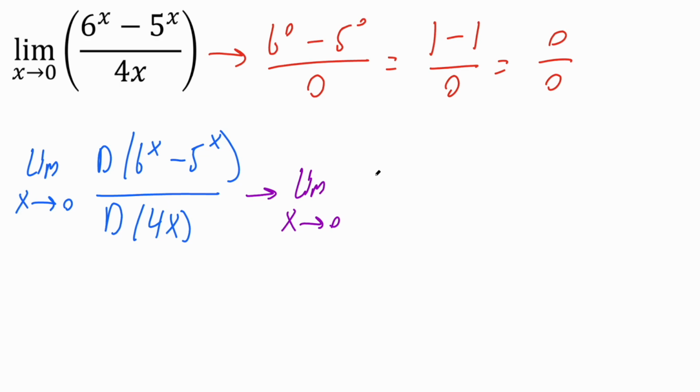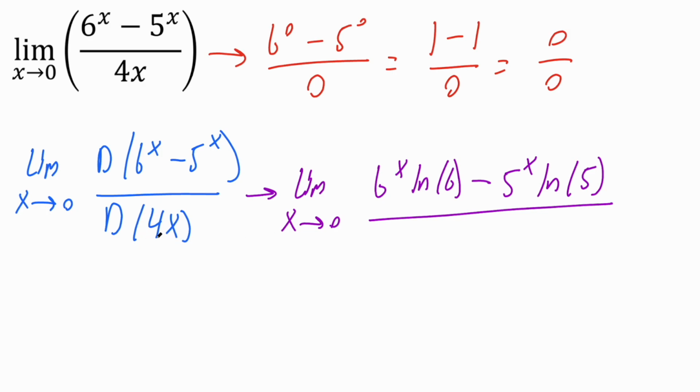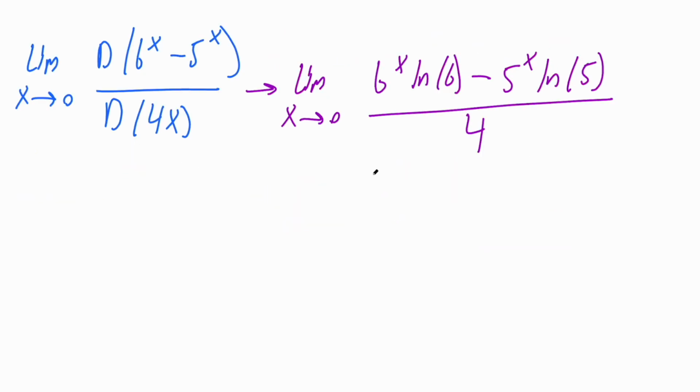So the derivative of 6 raised to x would give us 6 raised to x ln(6) minus this piece right here. The derivative of 5 raised to x is going to be something very similar. 5 raised to x ln(5) divided by, we take the derivative of our denominator, and the derivative of 4x is just 4. And so now we can try plugging in.